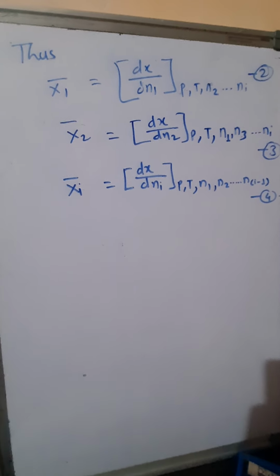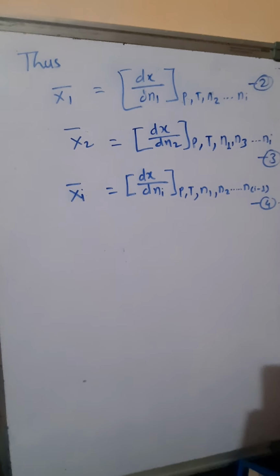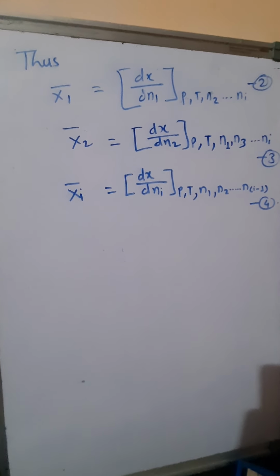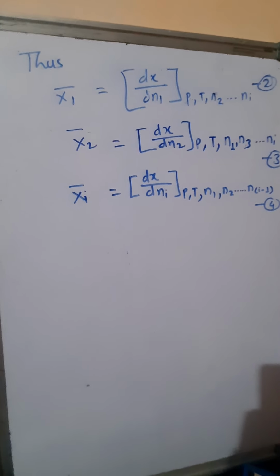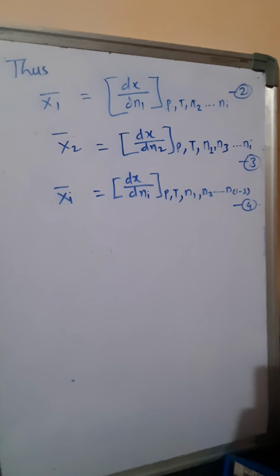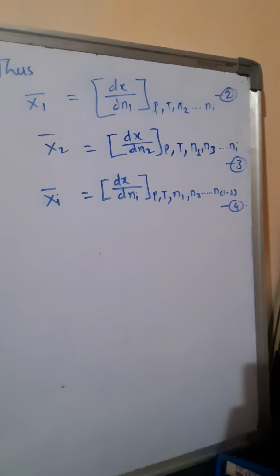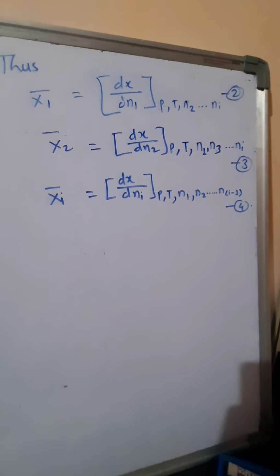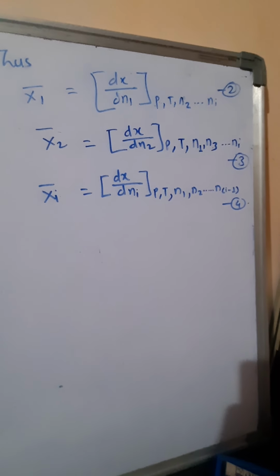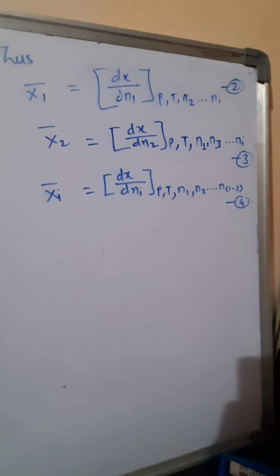Thus X1 bar is equal to (∂X/∂n1) at constant pressure, temperature, n2 up to ni. This is the second equation. X2 bar is equal to (∂X/∂n2) at constant pressure, temperature, n1, n3 up to ni. This is the third. Xi bar is equal to (∂X/∂ni) at constant pressure, temperature, n1, n2 up to n(i-1). This is equation number 4.